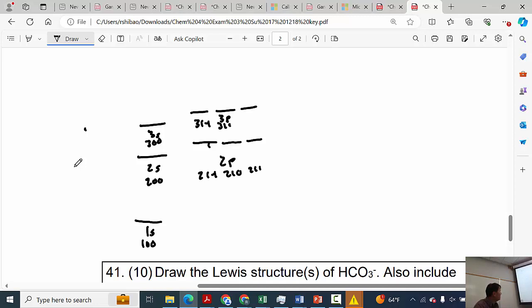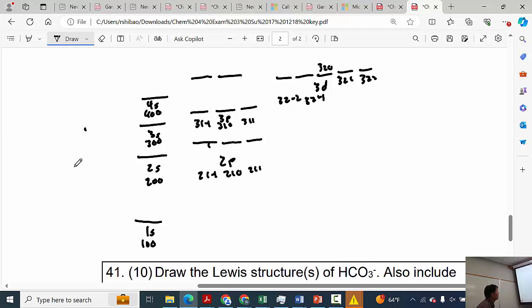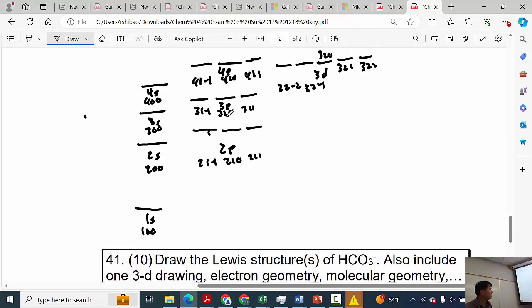And then after the 3s, 3p: 3 1 negative 1, 3 1 0, 3 1 1. After 3p comes 4s, 4 0 0. And then after the 4s comes 3d: 3 2 negative 2, 3 2 negative 1, 3 2 0, 3 2 1, 3 2 2. After the 3d comes 4p: 4 1 negative 1, 4 1 0, 4 1 1. All right, you should be able to draw the energy level diagram through the 4th shell and then fill it with electrons.